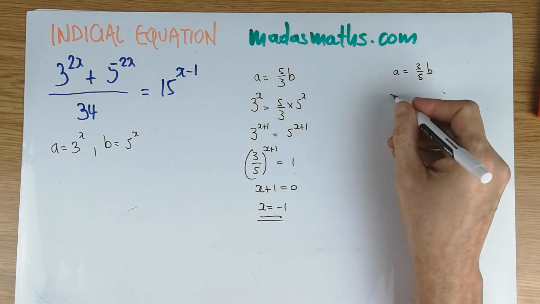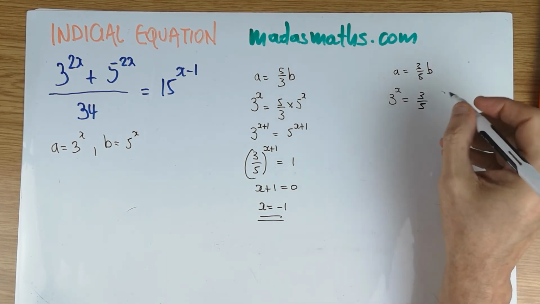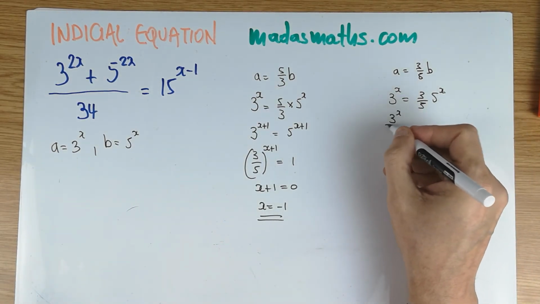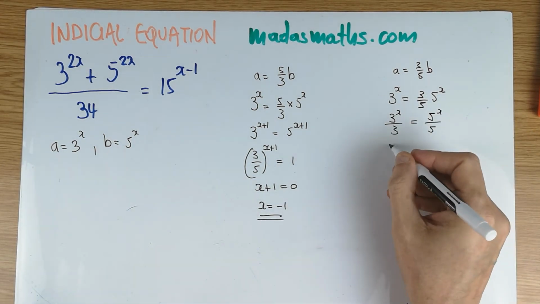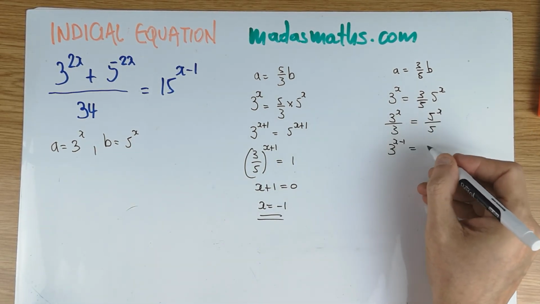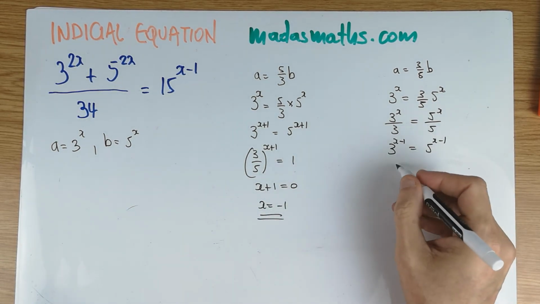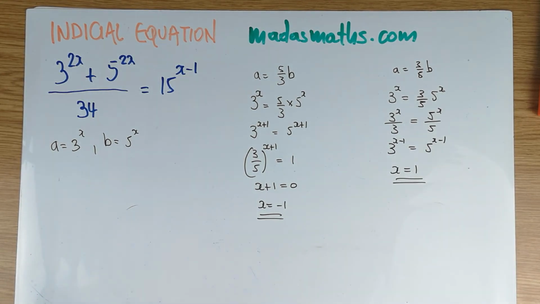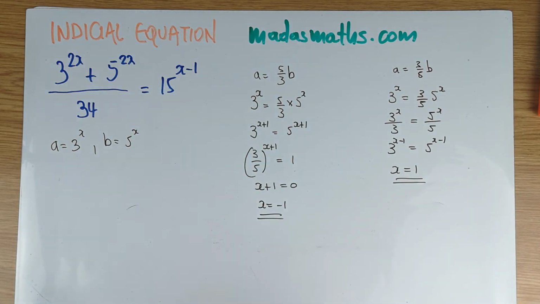So a is 3 to the x is equal to 3/5, and the b is 5 to the x. This time 3 to the x divided by 3 is equal to 5 to the x divided by 5. So that's going to be 3 to the x minus 1 is equal to 5 to the x minus 1. And similarly, you can either write the whole thing down, or you can just say, okay, x is equal to +1. So this particular equation has two solutions. You can easily verify these solutions by substituting back into the equation. They both work, they're both fine.